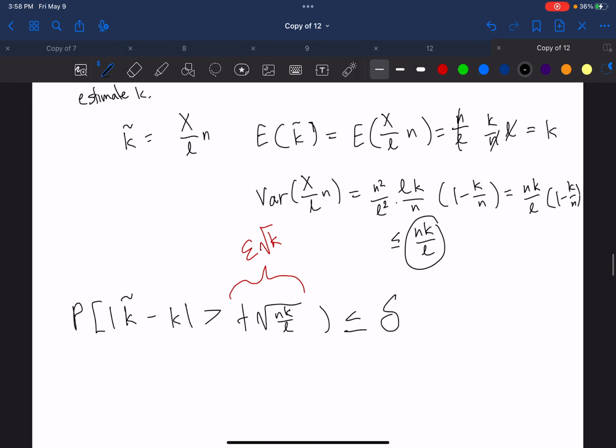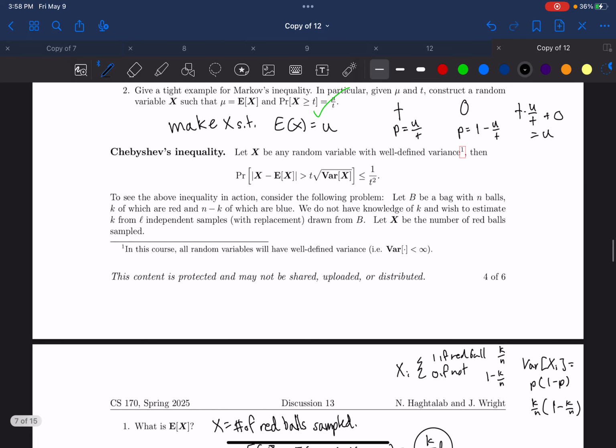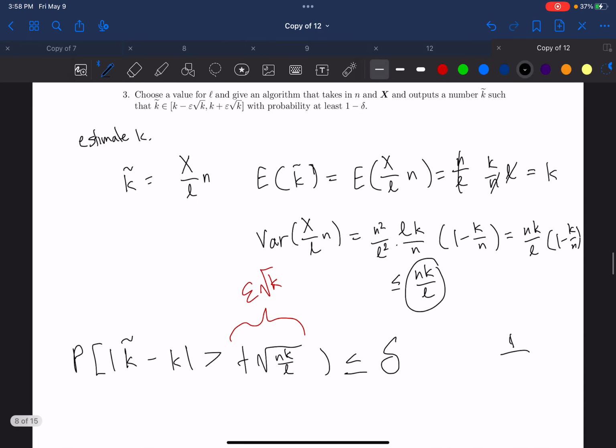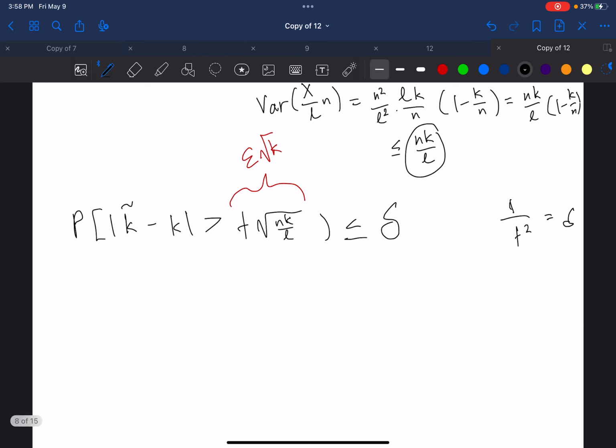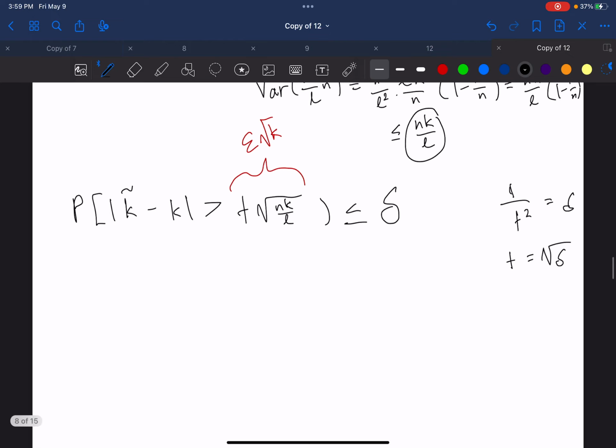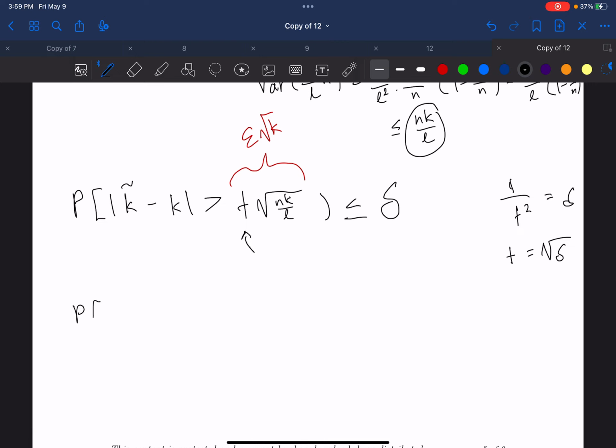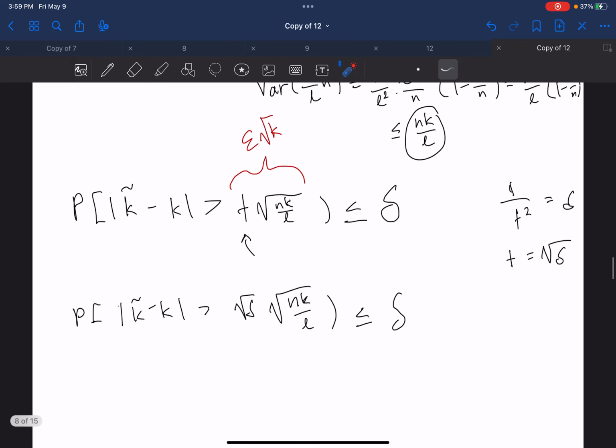So then if we're subbing in delta here, we're going to make a small note that 1 over t squared here is equal to delta. And writing this out again, that means t is going to be equal to 1 over the square root of delta. So we can sub that in right here. So that's going to be a probability that k tilde minus k is greater than 1 over square root delta times square root nk over L.